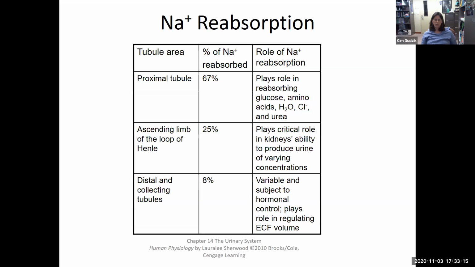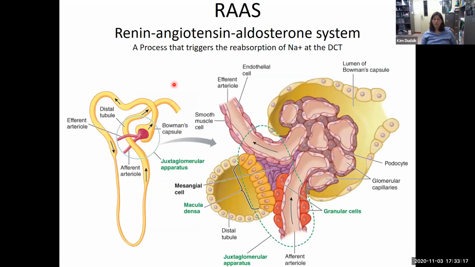And that hormone is aldosterone. Aldosterone has to get signaled to be released by a process called the RAS, the renin-angiotensin-aldosterone system. Again, this is a process that triggers the reabsorption of sodium, and this happens at the distal convoluted tubule. This is the most important and best known hormonal system involved in regulating sodium.